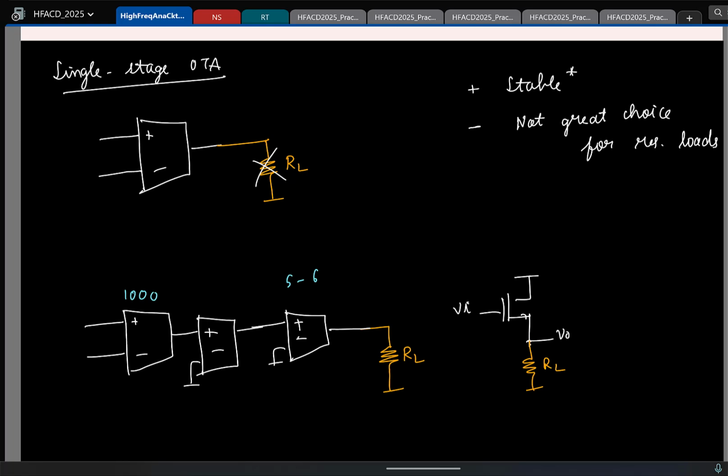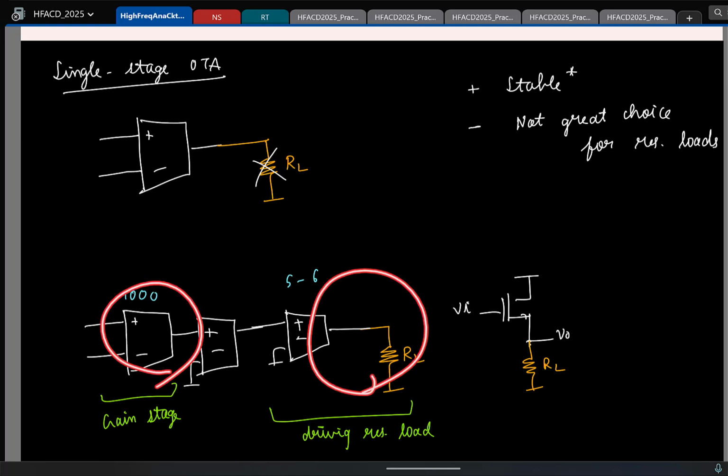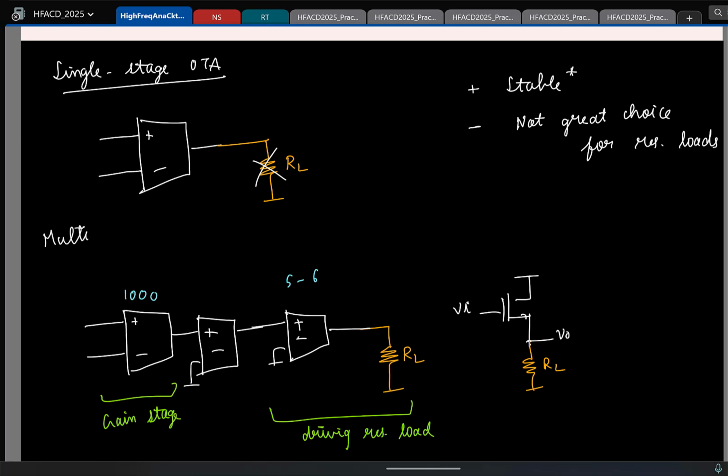So here the thing to notice, this fellow is the gain stage. The first stage is what is giving you the maximum gain, and the last stage is meant for driving the resistive load. These two are the main parts. If you want to get more gain, you can put stages in between. And this is the motivation for having a multi-stage OTA.